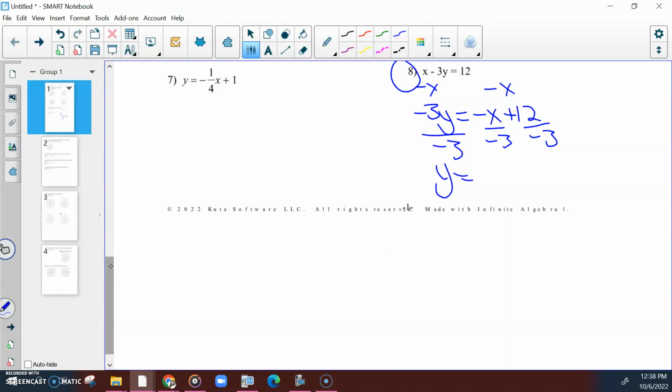Did I miss that? No, I put the slope down here, right? I may have just missed that. Hold on. Okay, so for this, when you divide, this would be a positive 1/3 x minus 4. But that doesn't answer your question. Your question asks what's the slope.